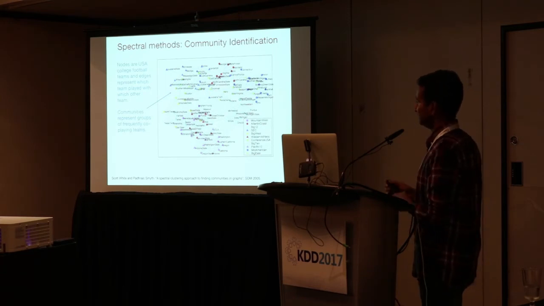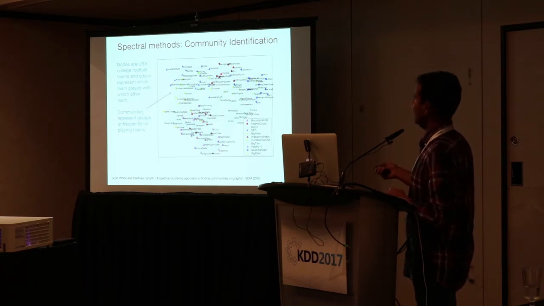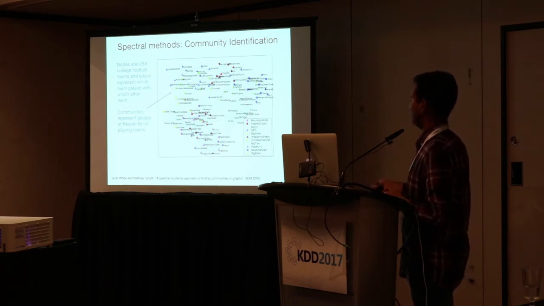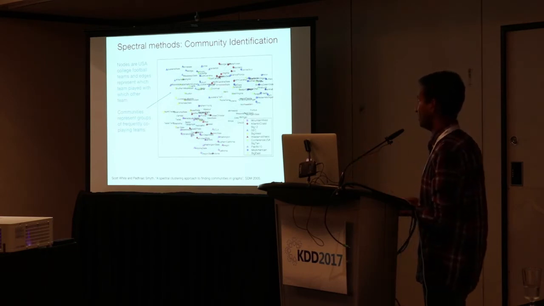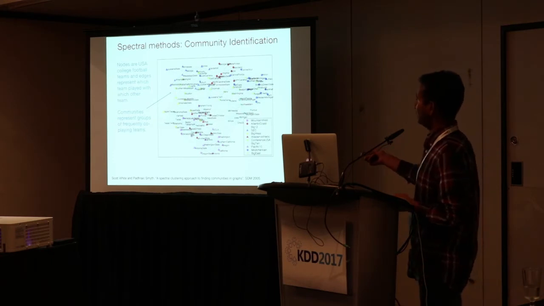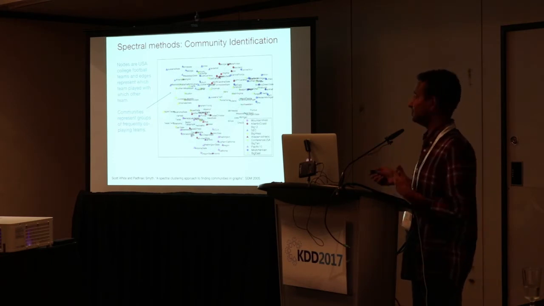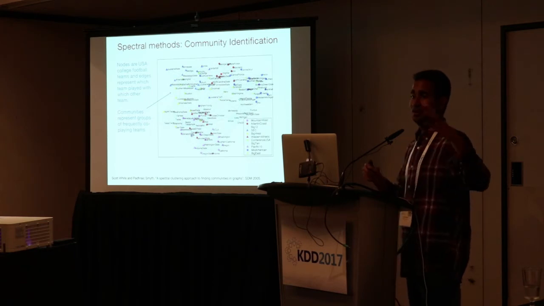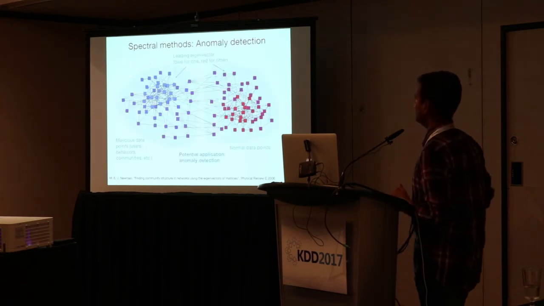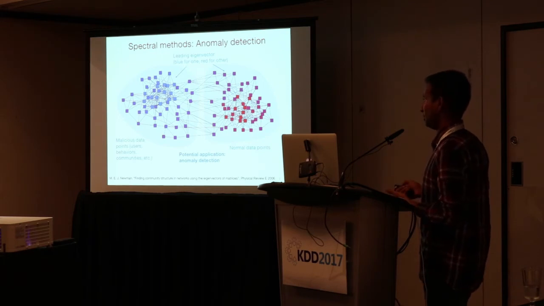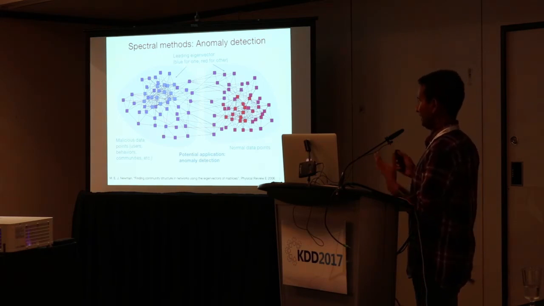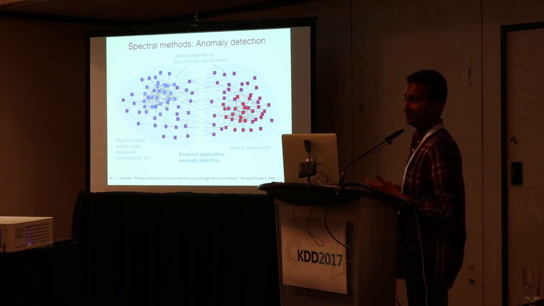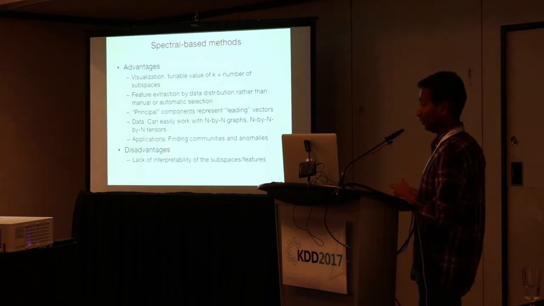For example, spectral methods have been used for community detection. This is from a very long ago paper on how spectral methods are used for community identification. The nodes here are US college football teams, and edges are who played with whom. And these communities represent the groups that play very frequently together. Another use case is anomaly detection, and this is what we'll be focusing on: anomaly detection using SVDs.